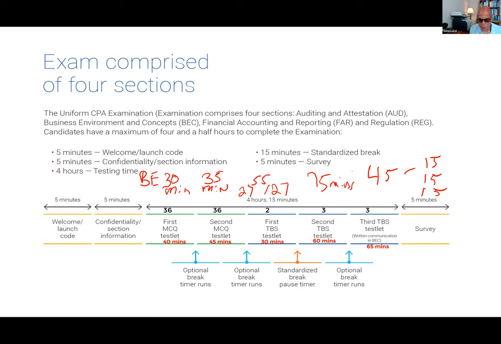per task-based simulation. Notice, again, I'm allocating more time as you move along, because the exam gets tougher as you go. I'm not doing that for the written communications because I think those tend to be more of a self-contained element. They don't really return to you written communication based on how well you've done on the previous testlets.